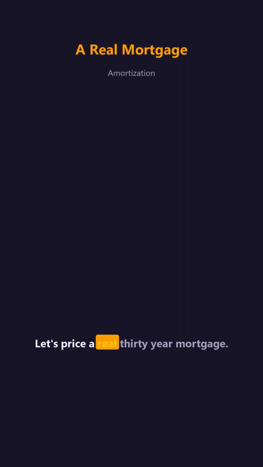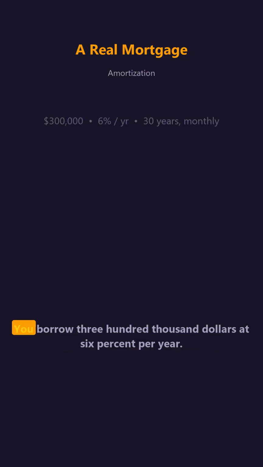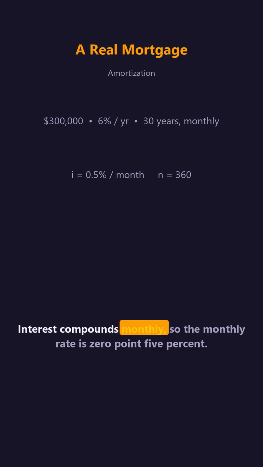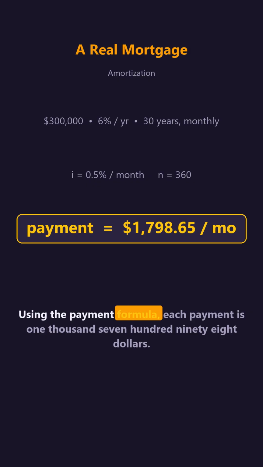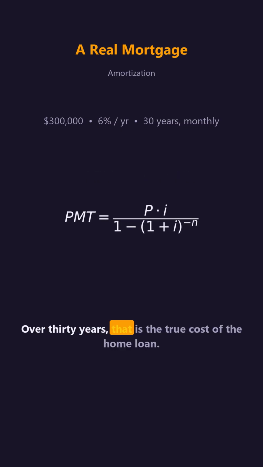Let's price a real 30-year mortgage. You borrow $300,000 at 6% per year. Interest compounds monthly, so the monthly rate is 0.5%. That is 360 monthly payments. Using the payment formula, each payment is $1,798. Over 30 years, that is the true cost of the home loan.